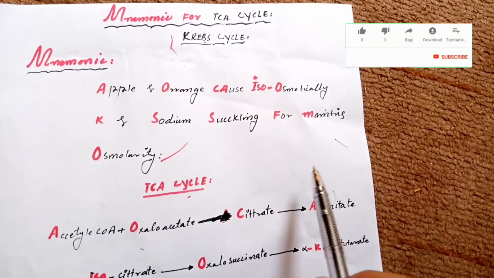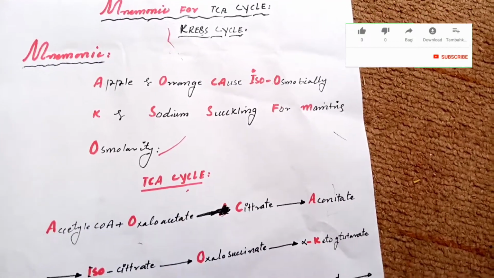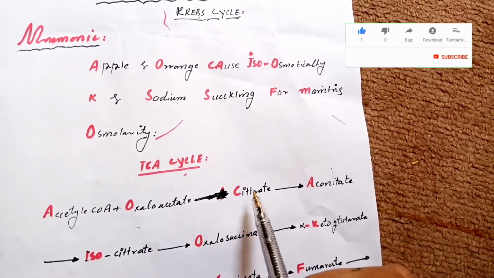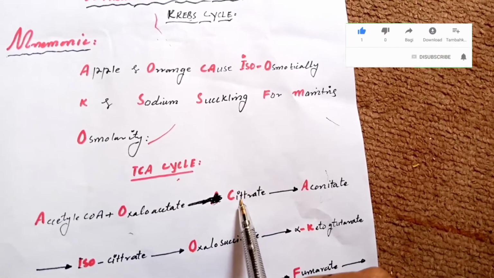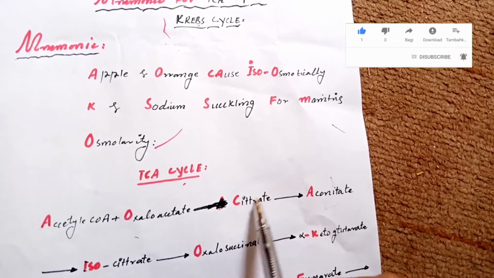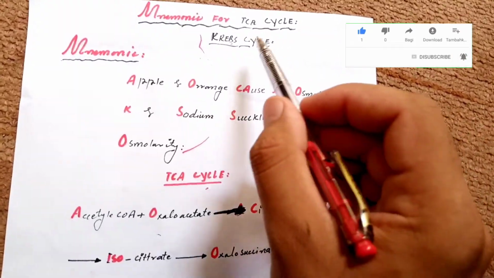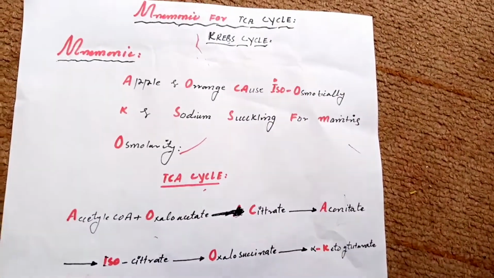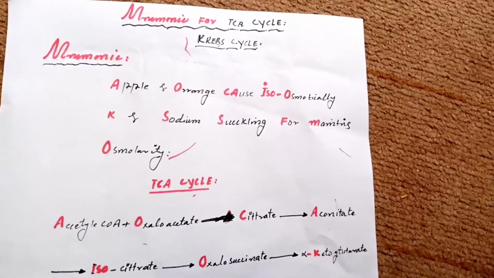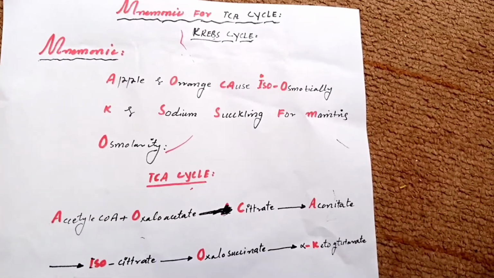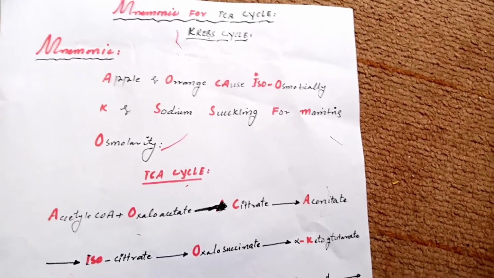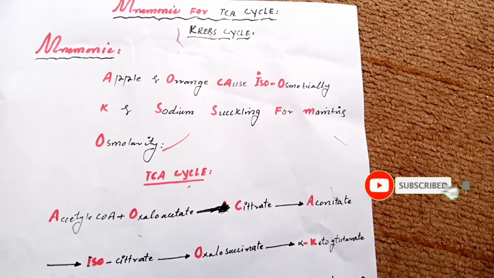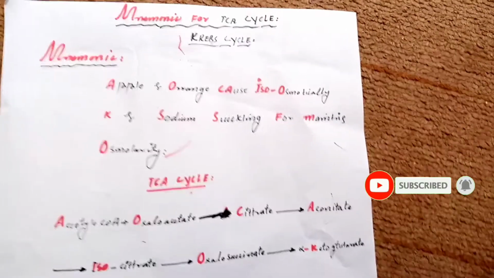The TCA cycle contains citrate, aconitate, and isocitrate. These three are 6 carbon compounds, each of which contains 3 carboxyl groups. Therefore, it is also called the tricarboxylic acid cycle. Remember that 65 to 70% of the body energy in the form of ATP is produced by the Krebs cycle, and 2/3 of the body oxygen is consumed by the Krebs cycle.